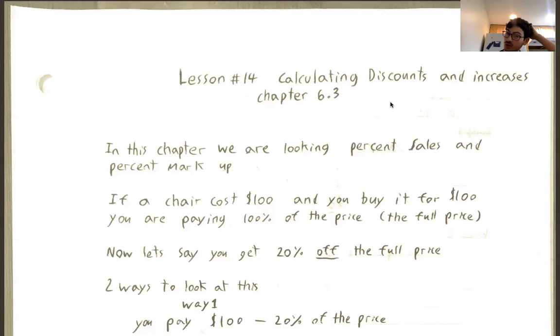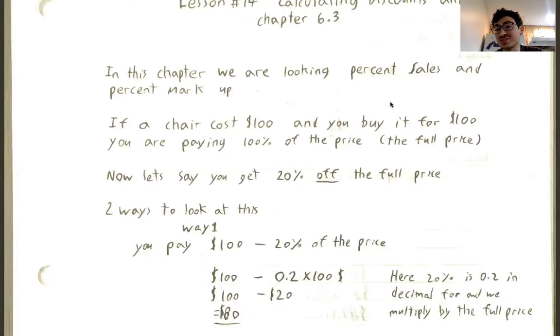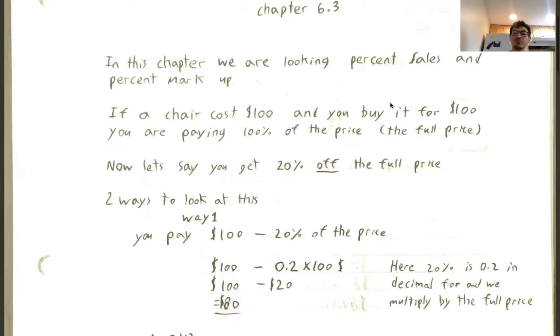So say you find the same chair, same price, but now it's on sale for 20% off. How can we calculate how much this chair is going to cost you if it normally costs $100, but we get 20% off? Now, there's two ways to look at it. They're both essentially the same. It's just that you do the calculations in a different order. So let's look at way one.